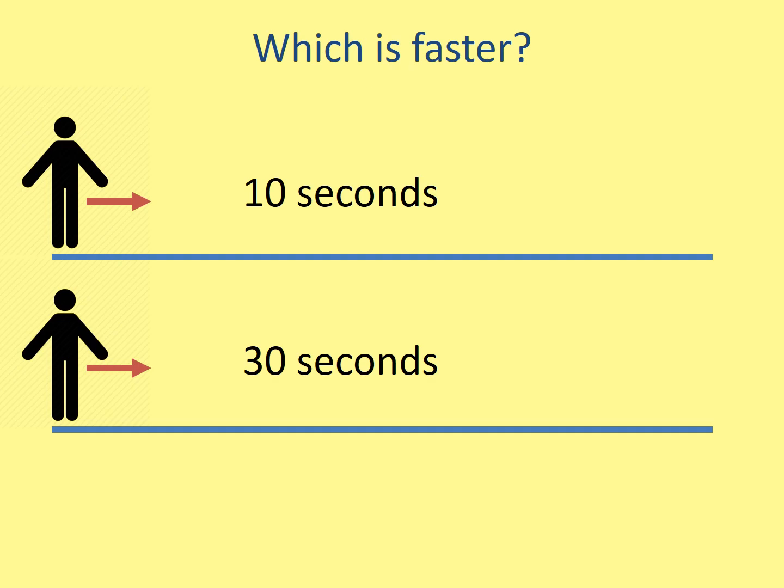So here we have two people and they run the same distance, but they take different times to do it. The first person takes 10 seconds, the second person takes 30 seconds. Which is faster? Well, the person at the top does it in a shorter time and therefore they must be travelling faster.